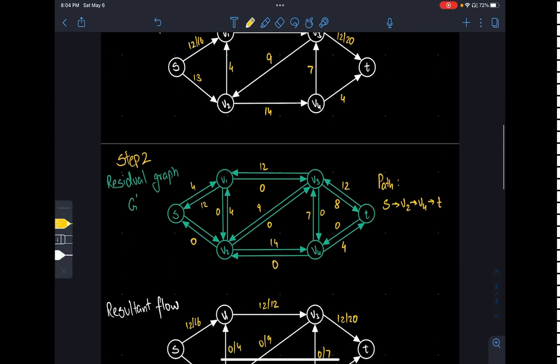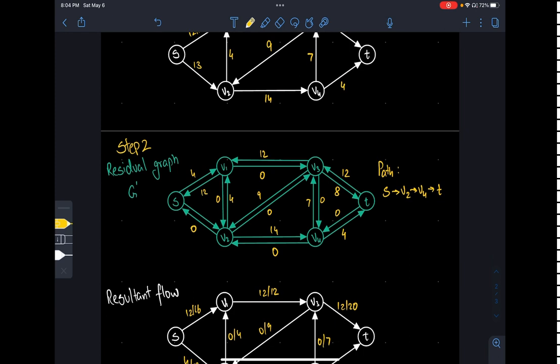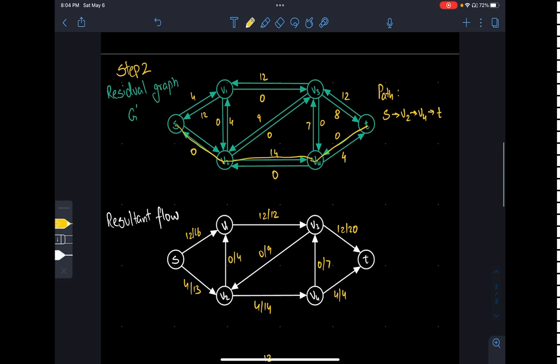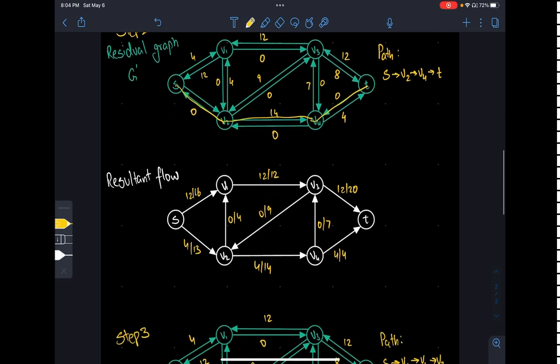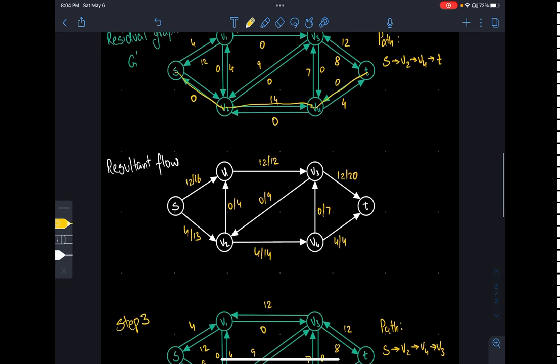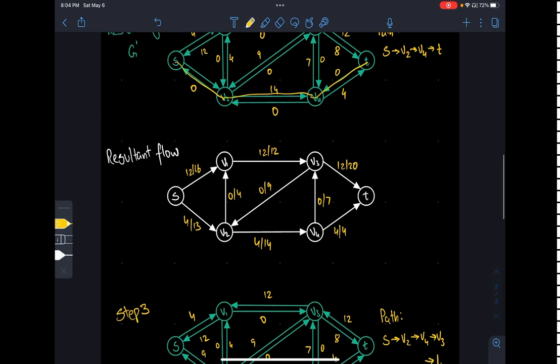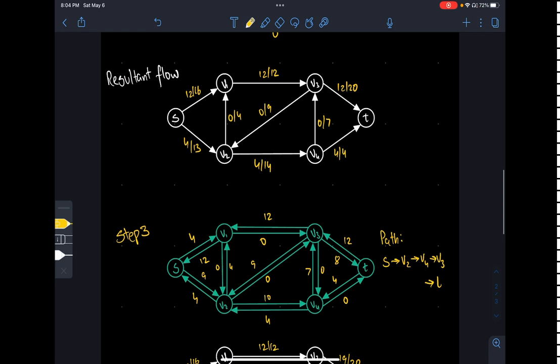So we move forward with the step again. As you can see here, the new path, let's draw it as S to V2, V2 to V4, and V4 to T. Here, when we look at the minimum capacity, it is 4, and we move forward with the augmentation, and similarly, like the previous steps, we have augmented 4 again in the resultant flow.